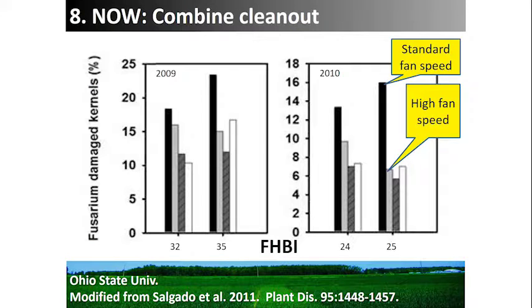This is some of the work from Ohio State University. And we've done some similar work as well, but our work has not been published. But this work is very similar to our work as well. At a standard fan speed, we have Fusarium head blight or Fusarium damaged kernels here, 16% Fusarium damaged kernels. We increase the fan speed on the combine in severe wheat, and we can reduce that amount by about half.